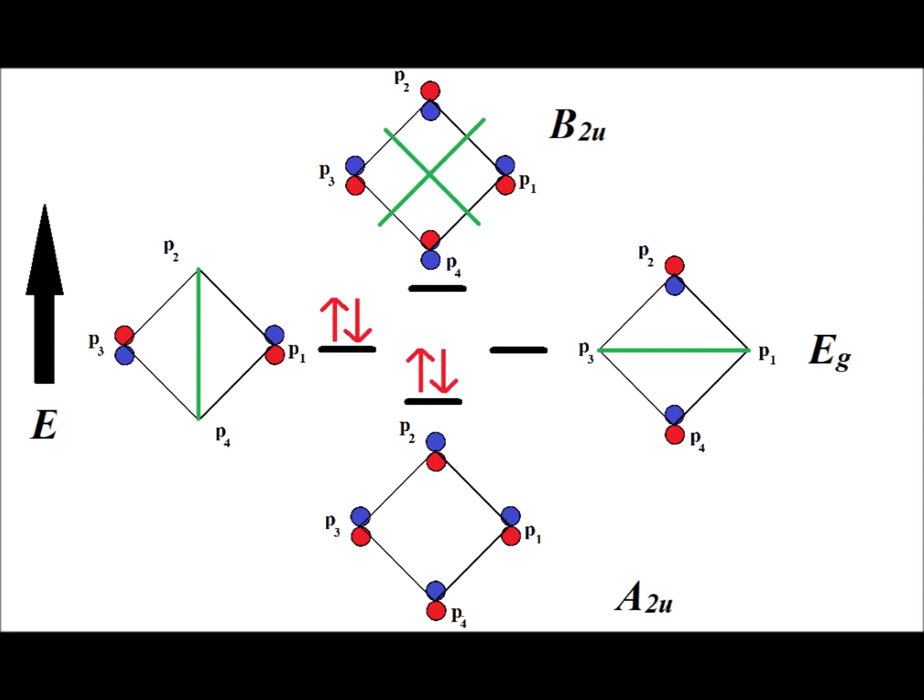Since there are four PZ orbitals involved, we have four pi electrons, so long as we have a neutral system. And if we put them into the energy levels in order, we get 2 into the A2U non-degenerate state, and then we have 2 electrons that we put in one of the 2 EG orbitals.